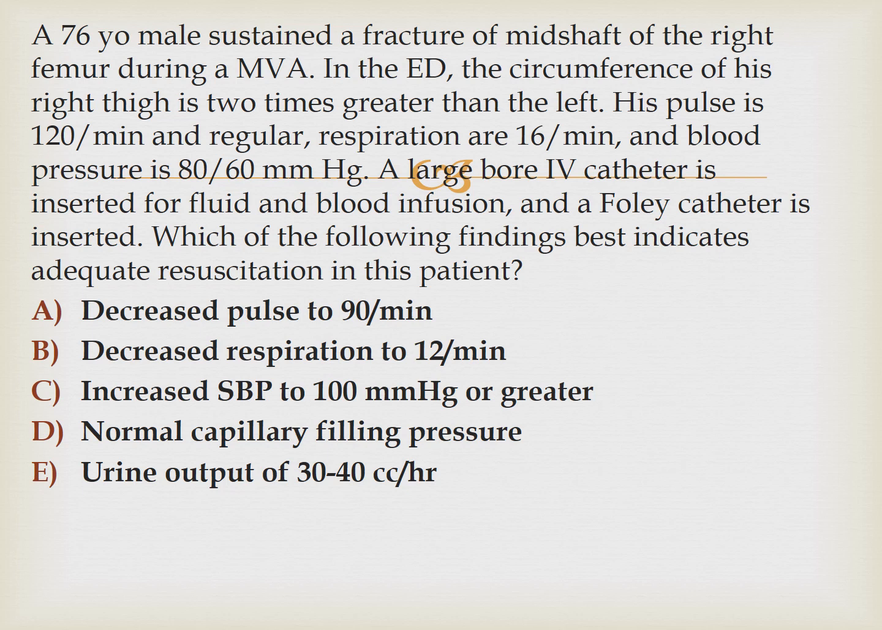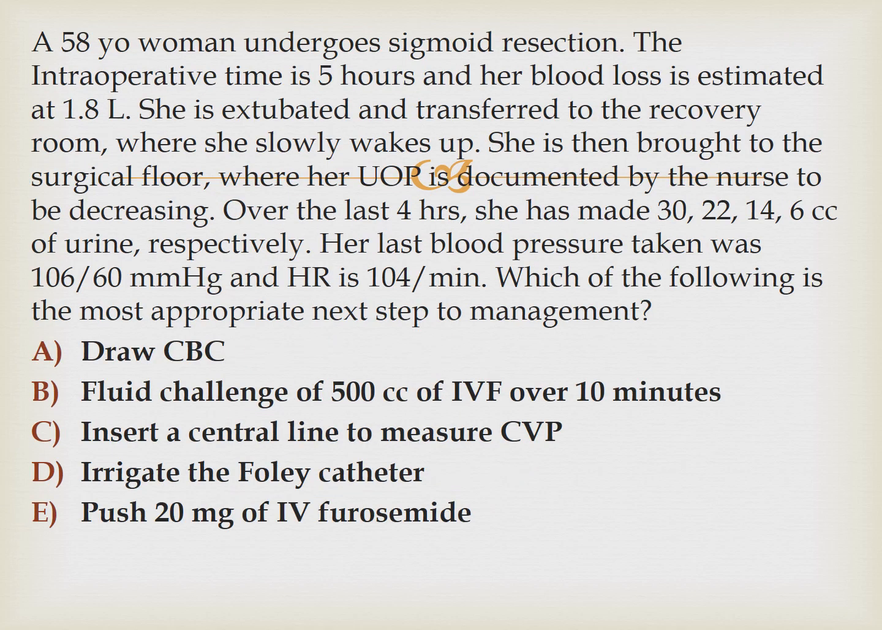So a Foley catheter is inserted. Which of the following best indicates adequate resuscitation? So assume this is a 70-kilo male, a normal 70-kilo male. We talked about urine output of 0.5 cc per kilogram per hour. So you need the urine output to be 30 to 40 cc an hour. Remember this, please. A lot of students forget this. This is very high yield.